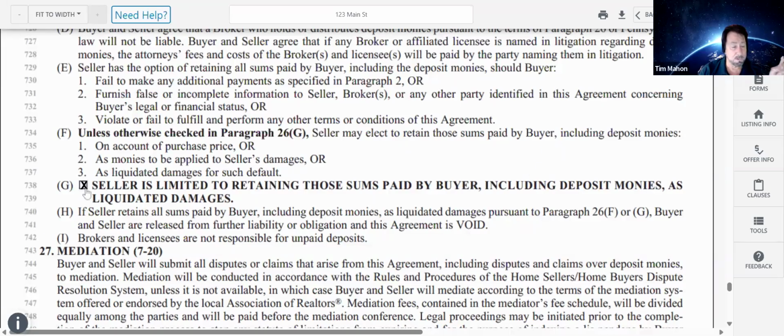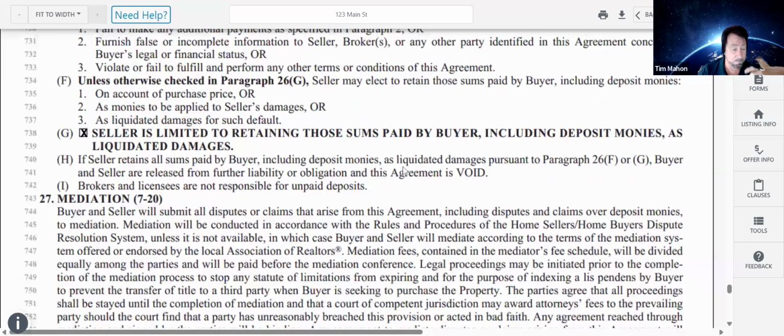As the buyer agent, you always want to check paragraph G. It says the seller is limited to retaining sums paid by buyer, including deposit monies, as liquidated damages. What it means is this: if you want to protect your buyer's interest and your buyer does default and they sign off on releasing the funds, well, we don't want them to incur further damage by getting sued for even more from the sellers, even though the buyer is the one at fault. At least all they can lose is their deposit. If you don't check that box, you're not a very good buyer agent. So don't forget to do that.